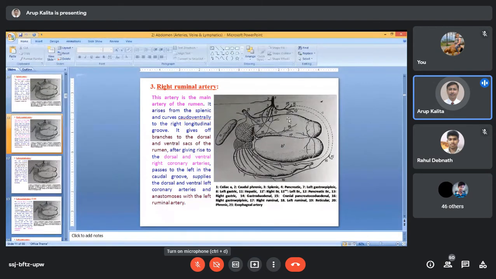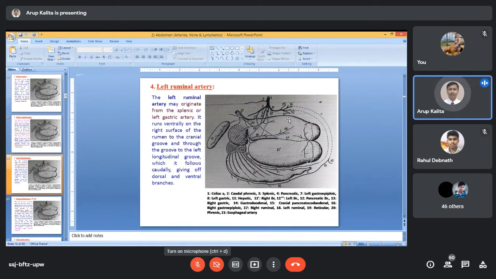This arises from the splenic artery. It is the main branch of celiac artery, as it is very big. Even though it arises from the splenic, it is considered as the main artery of the celiac artery because it is very big. And this artery, right ruminal artery, supply blood to the right surface of the rumen and joins with the left ruminal artery.